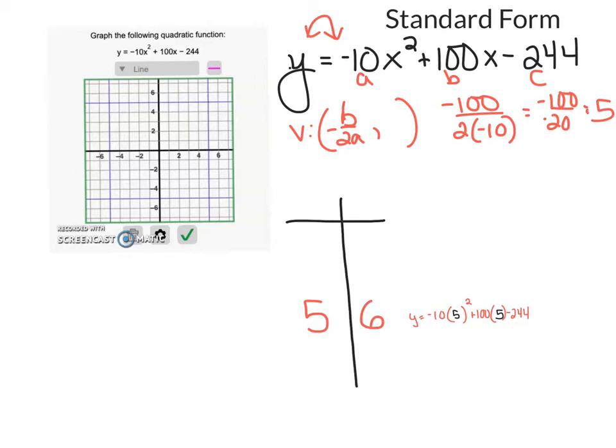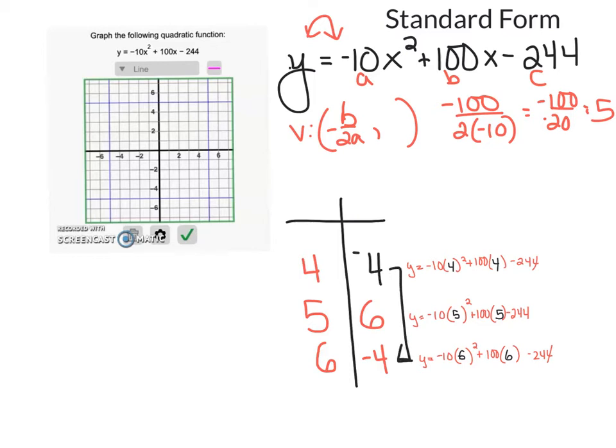I'm going to go 1 value to the right of that vertex, so 1 bigger than 5 would be 6. I could go 1 smaller, which would be 4. And when I plug in 6 into my function, I get -4. If I had plugged in 4, I would also get -4. So notice the symmetry about the vertex, but beautiful thing, when you switch to GMM, you only need the vertex and one other point, so let me show you how to do that.